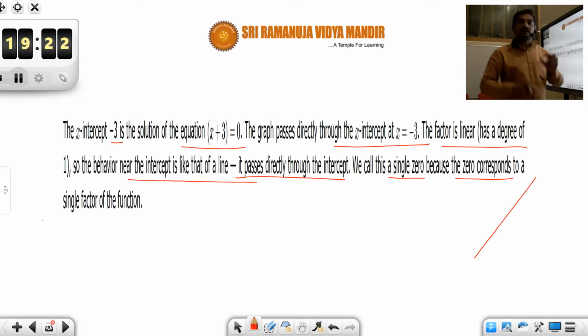Okay, students. That means whenever you come across a linear factor which is not repeating in nature, which repeats only once, then the graph simply cuts the x-axis. It just moves like a straight line at that intercept.